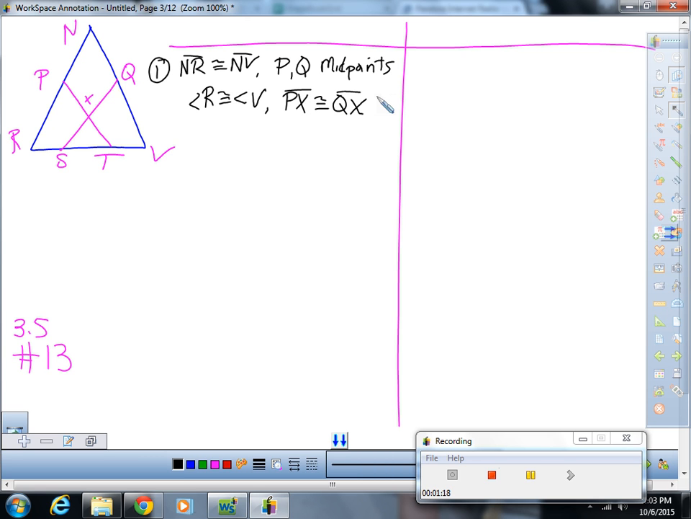All right. So, angle R is congruent to angle V. We can know that. And so this whole thing is congruent to this whole thing. And then P and Q are midpoints, so we are going to be able to get to the fact that all four of those are congruent to each other by segments division. It gives us that PX is congruent to QX, and it wants us to prove that triangle XST is isosceles.